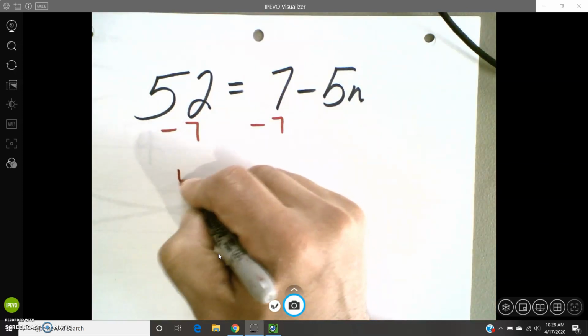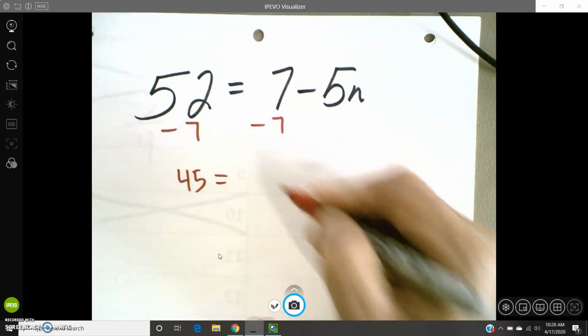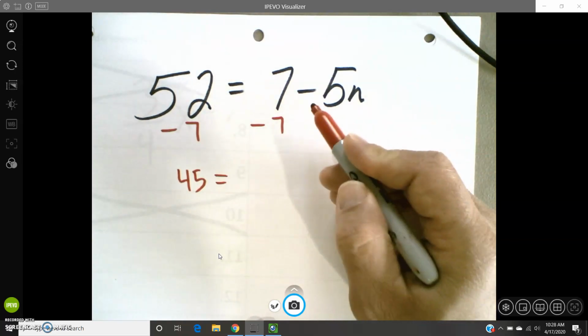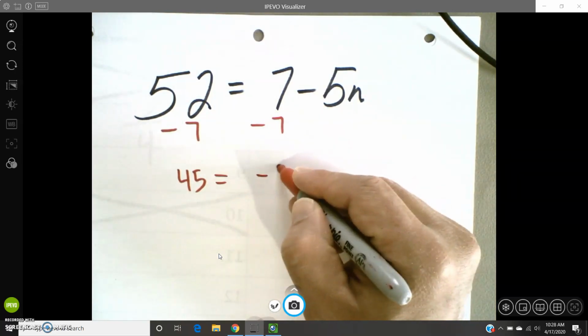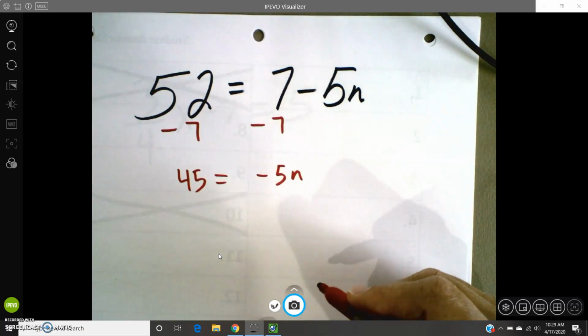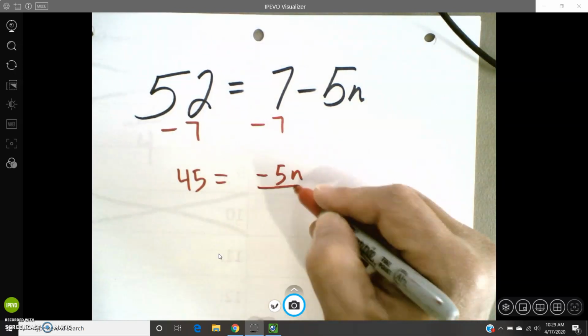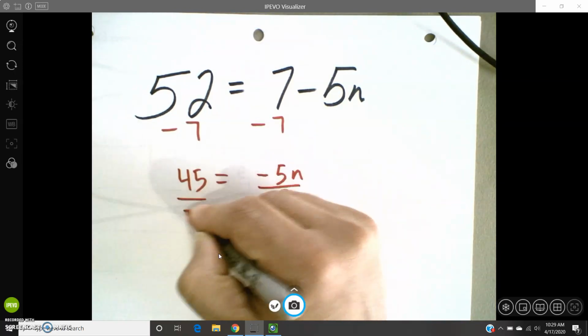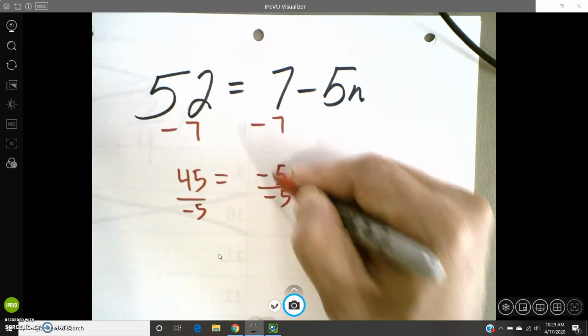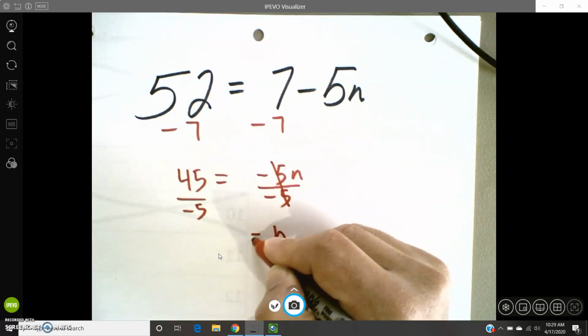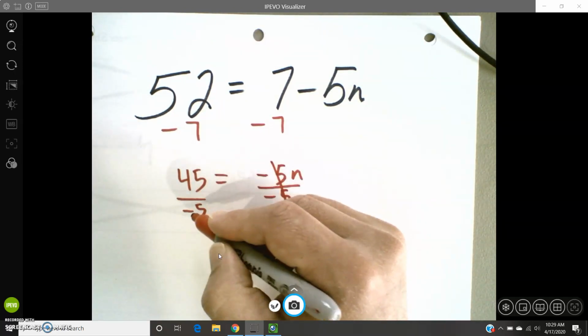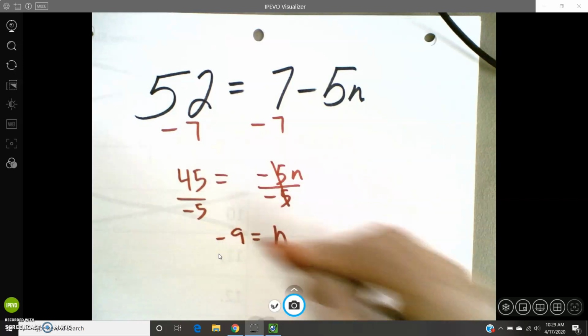So that leaves me with 45 equals, and again, here is the other issue: when you bring down that 5n, you've got to bring down the negative 5. Bring down that negative symbol so that when you divide both sides by negative 5, you're not losing that negative. Negative 5 divided by negative 5 is 1n, which is exactly what we want here. And 45 divided by negative 5 is negative 9.